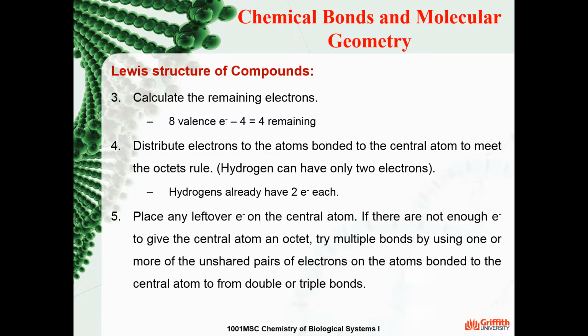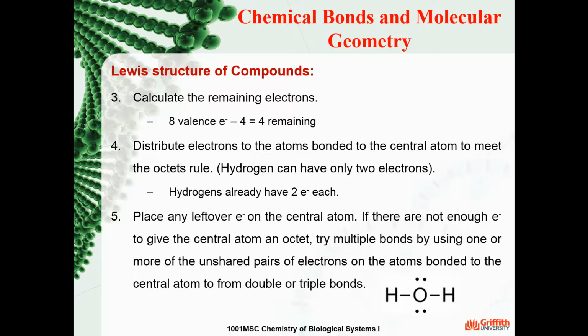The final rule says, place any leftover electrons on the central atom. If there are not enough electrons to give the central atom an octet, try multiple bonds by using 1 or more of the unshared pairs of electrons on the atoms bonded to the central atom to form double or triple bonds. As we mentioned in step 3, we have 4 electrons left, so we need to add them to the oxygen. Now, let's check each atom.